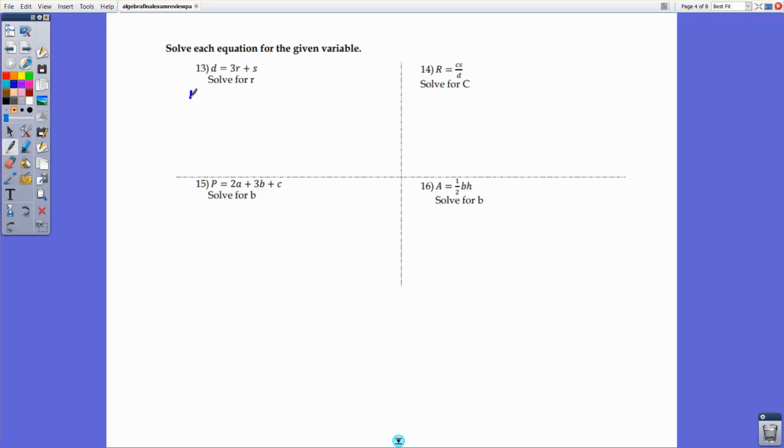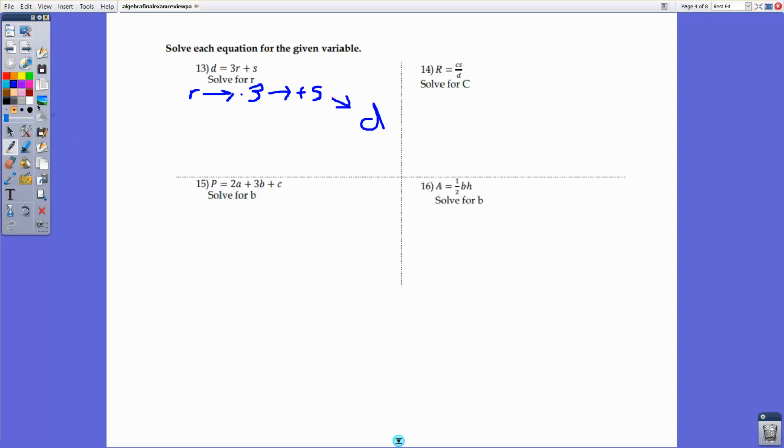So if I start with R, what happens first? Well, if you multiply it by 3, that would be the first thing that happens to R, and then you would add S. Okay? And if you do that, if you take R, multiply by 3, and add S, that would give you D.